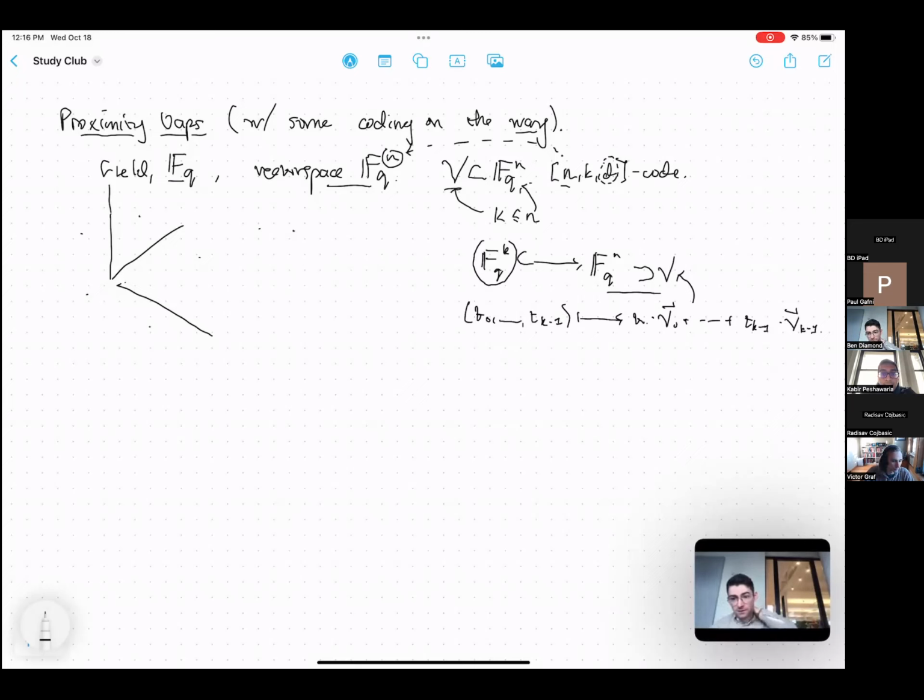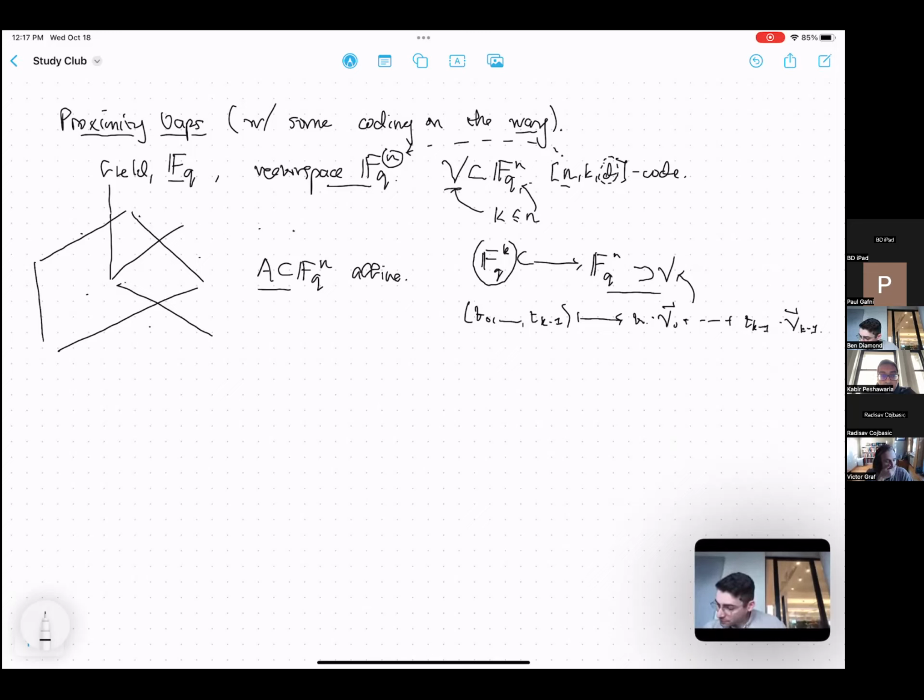Cool. Okay, so the key question that proximity gaps deals with is, let's write down an affine subspace of this space. So A is an affine subspace of FQ to the N. And this is why I'm insisting that we think of V as just dots, because actually V is also a subspace, but that's confusing to think of two. So we're just going to think of one, and we're going to call it A.